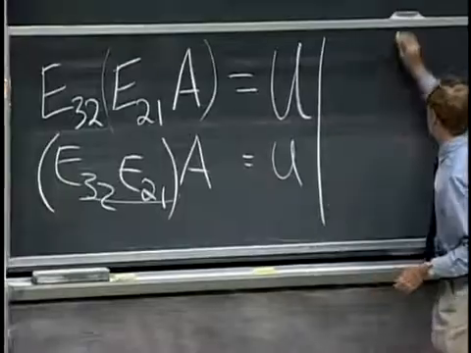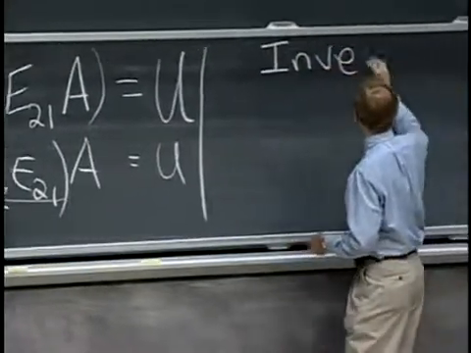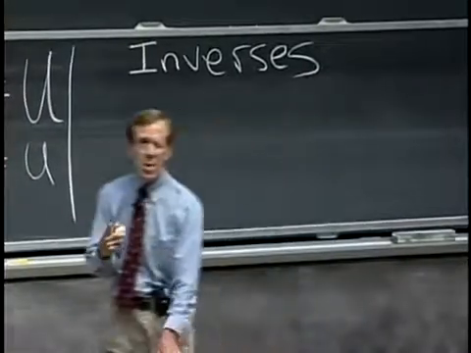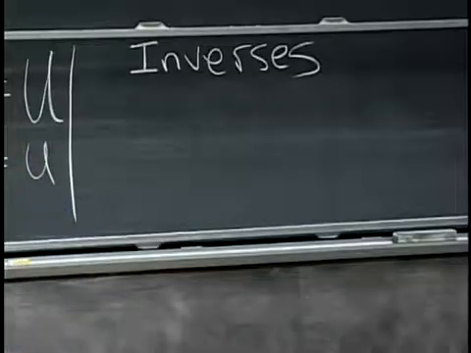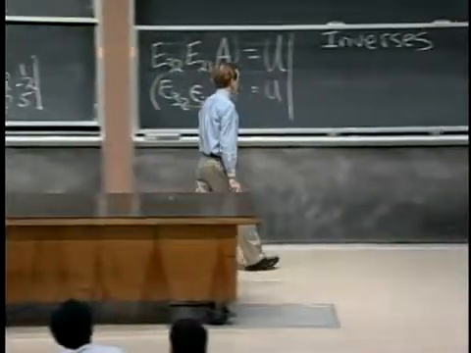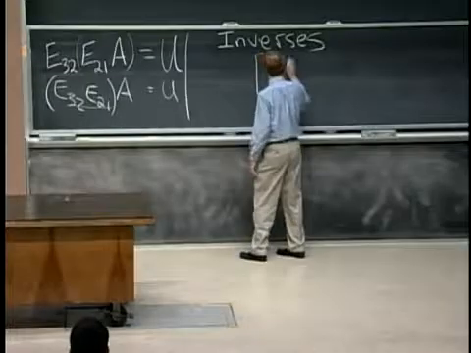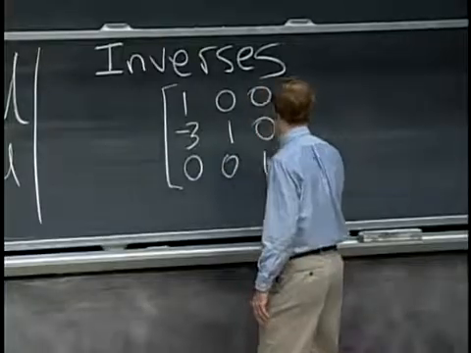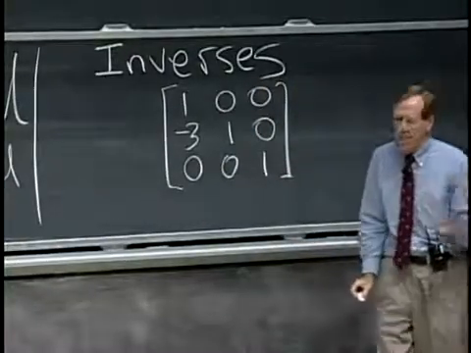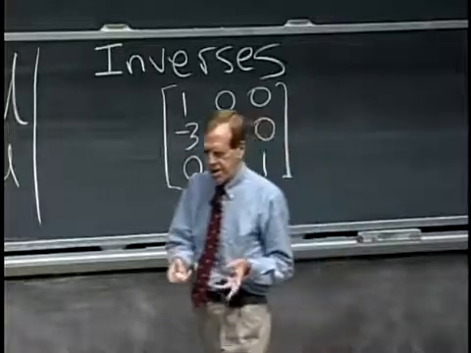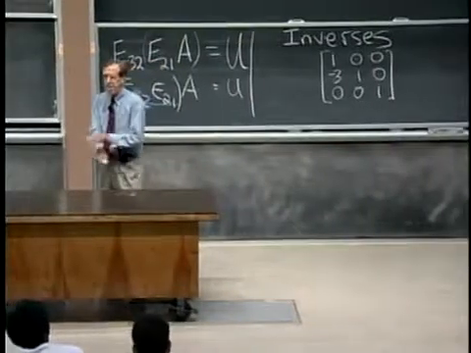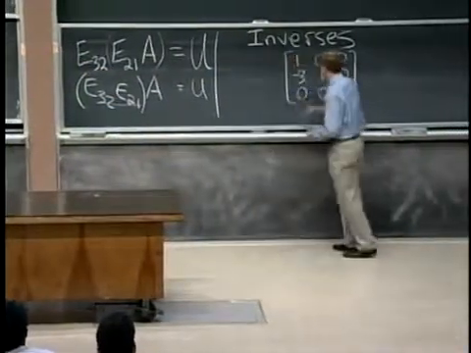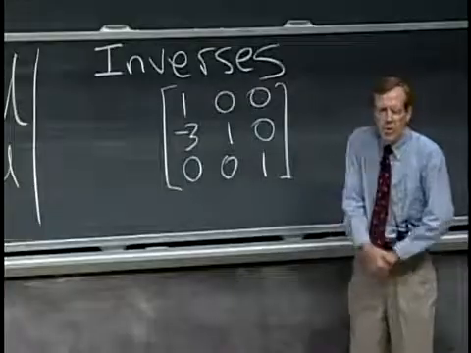Okay, inverses. Okay, and I'm just going to take one example and then we're done. The example I'll take will be that E. So my matrix is 1, 0, 0, minus 3, 1, 0, 0, 0, 1. And I want to find the matrix that undoes that step. So what was that step? The step was subtract 3 times row 1 from row 2.